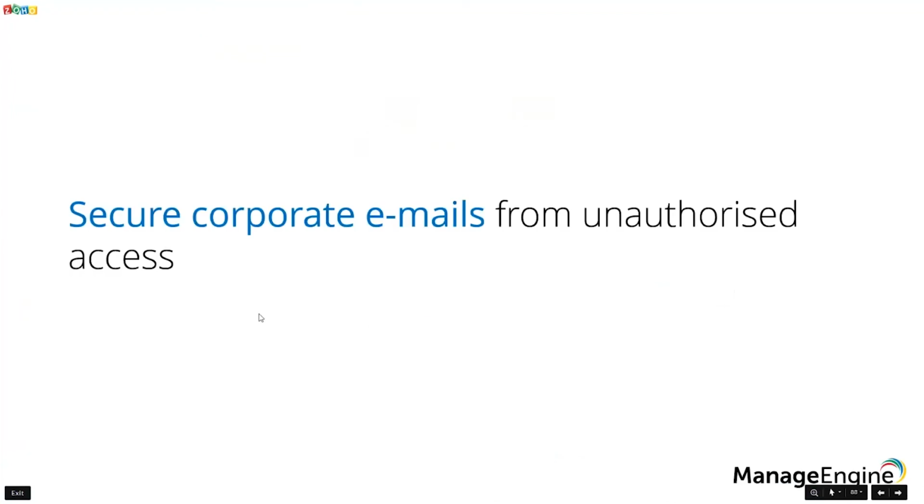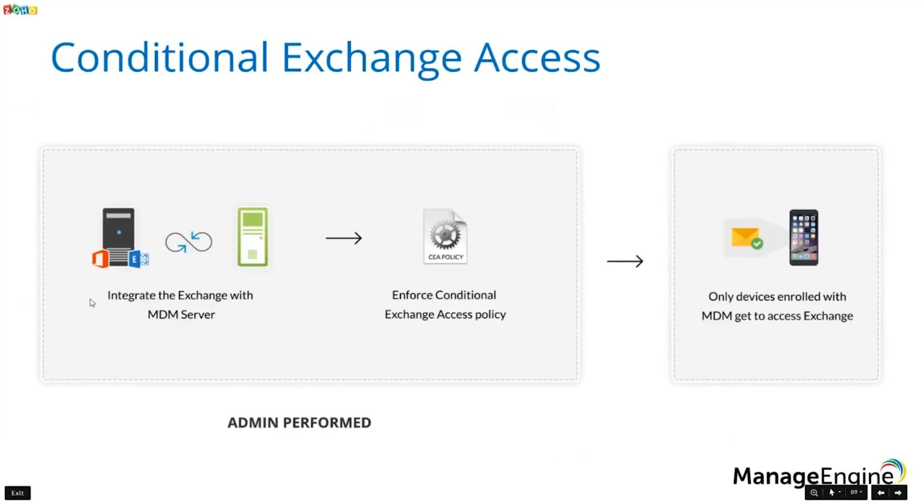Now for securing the corporate emails, we have conditional exchange access. I'll tell you the workflow. You'll have to integrate your MDM server with conditional access and enforce the policy, which will make sure only the devices which have MDM enrolled will get access to your corporate mail server. Only then can they sign into your Exchange account. If any user tries to sign into your Exchange account without MDM, then the access will be restricted. Let me show you how we can integrate and configure this.